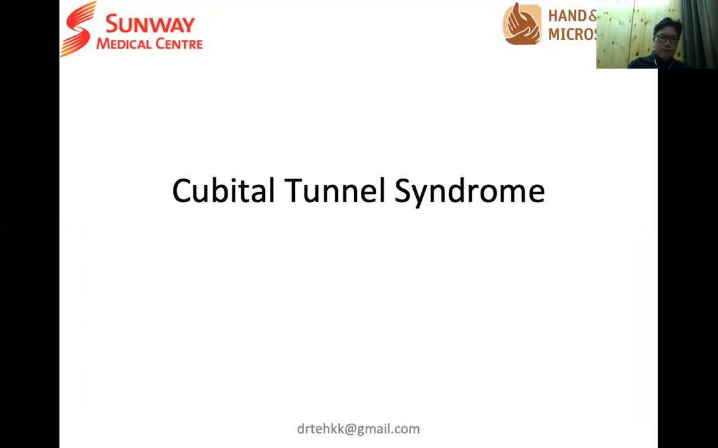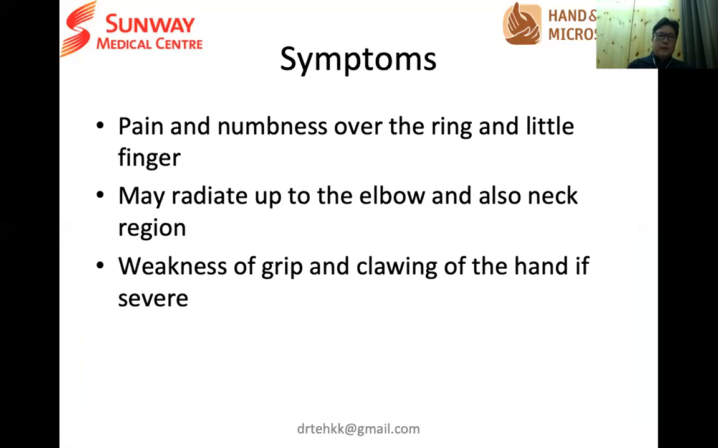Okay, next step, next pathology, cubital tunnel syndrome. Just now we were talking about the median nerve. So this is the ulnar nerve. The pain and numbness is over the ring finger, half of the ring finger, and mainly the little finger. This may radiate up to the elbow and neck as well. A lot of times the patient will come with a loss of grip and clawing of the hand. They cannot adduct their fingers properly.